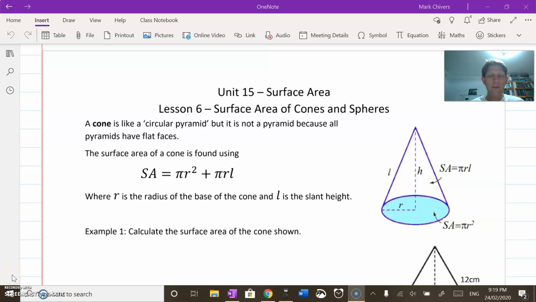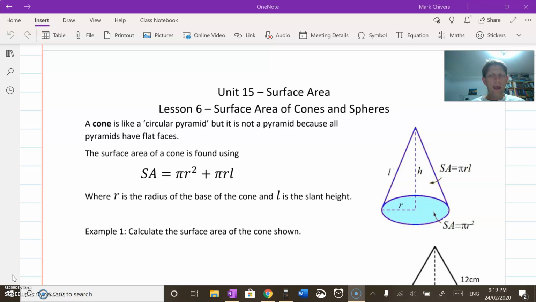Okay, for today's video, we'll be talking about the surface area of cones and spheres. We haven't covered this in class. Unlike pyramids, which I touched on last week, cones and spheres we had not touched on, so you'll need to make sure you pay attention.